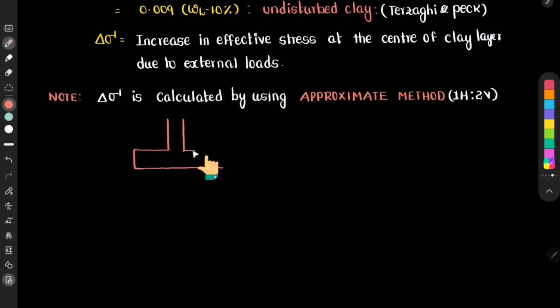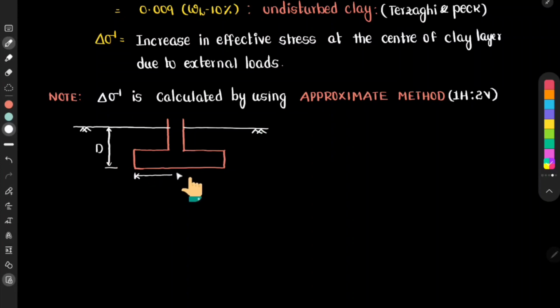This is a footing which is at a depth of d from the ground surface. So this is ground level. From the ground level, the footing is at a depth of d, and B is the width of the footing. Under this footing, the soil is sand.